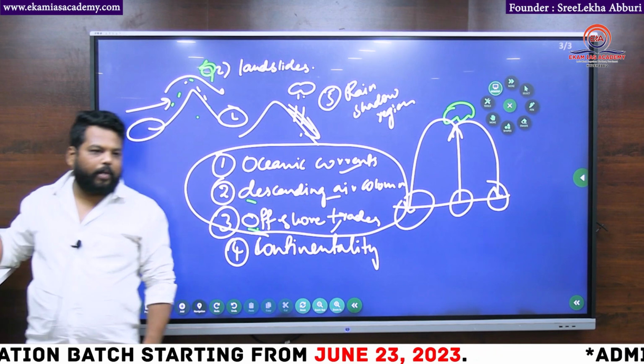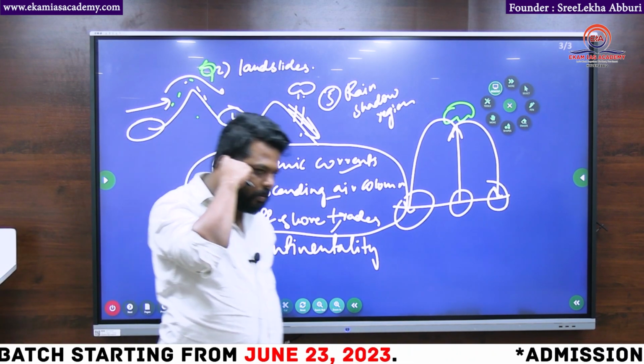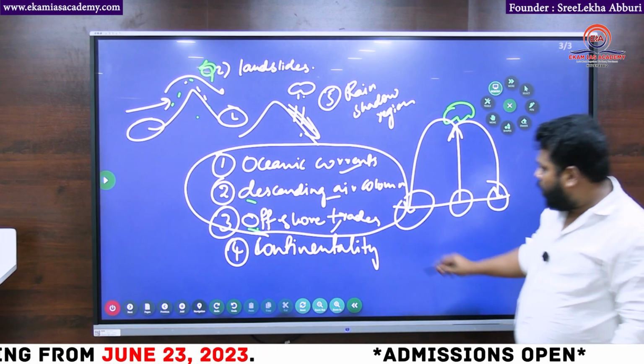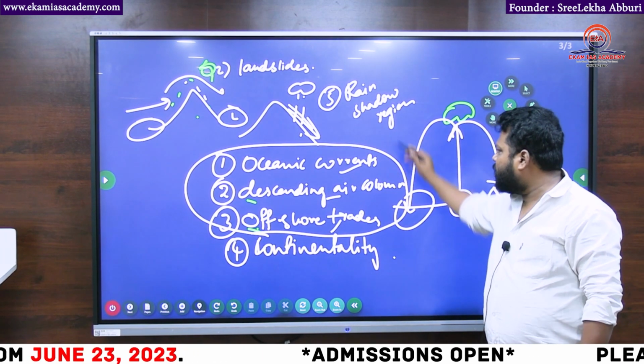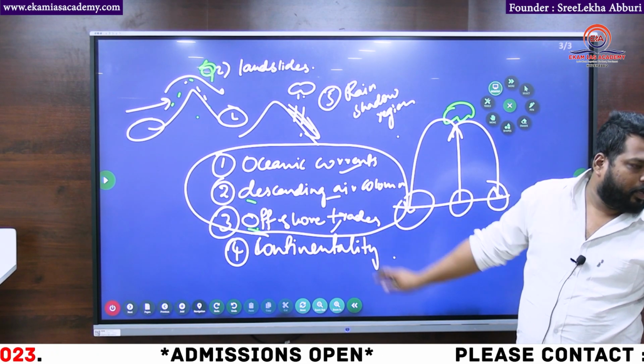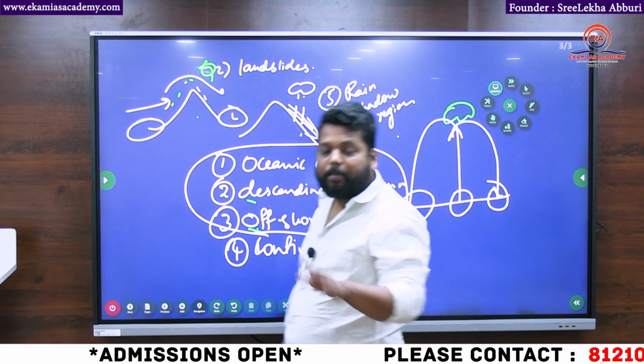Got this point, everyone? Clear? Everyone clear with this? So, continentality and rain shadow region are not suitable for this question. They are reasons for deserts. So make sure that you write that particular answer.